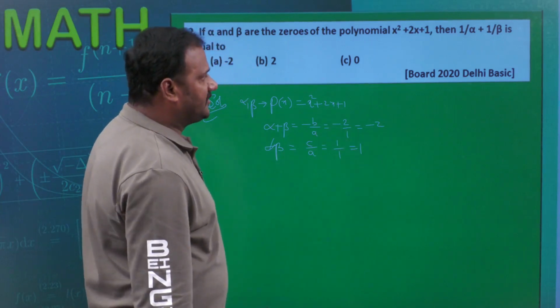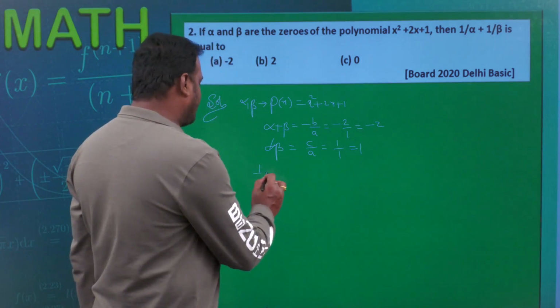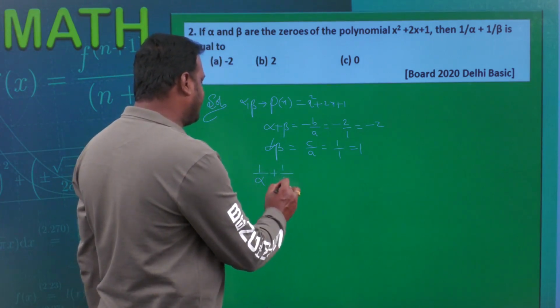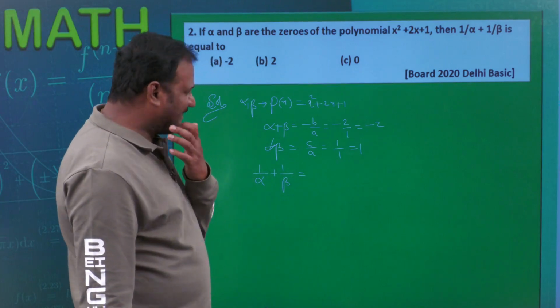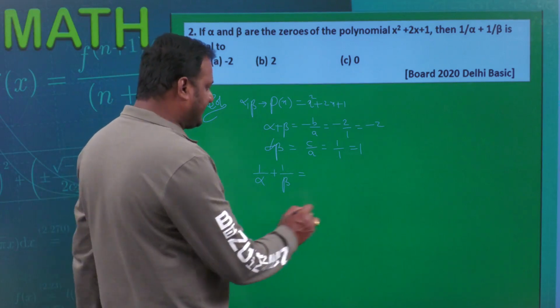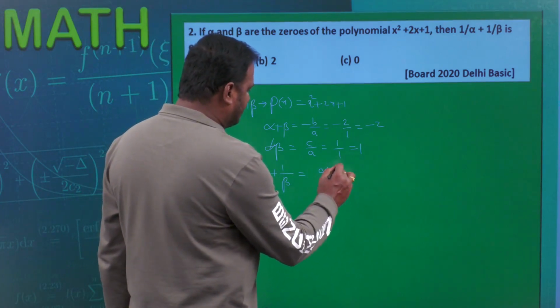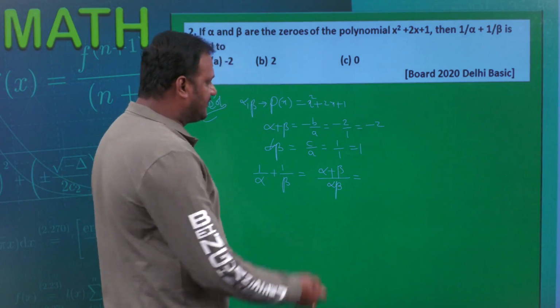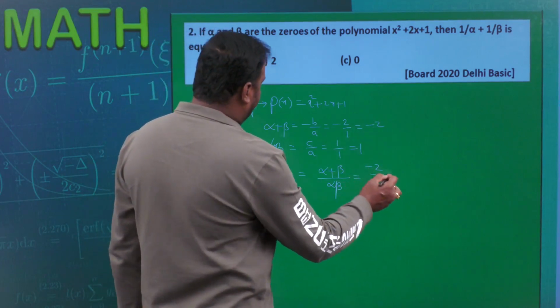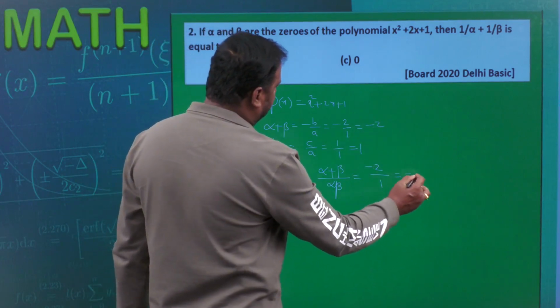Now you want to find 1 by alpha plus 1 by beta. See, you don't have to find what alpha is and what beta is. We already discussed this. So take the LCM, then you get alpha plus beta divided by alpha beta, right? What is alpha plus beta? It was already found. And alpha beta is also there, so the answer is going to be -2.